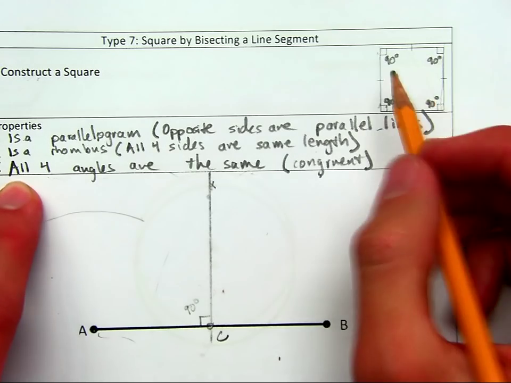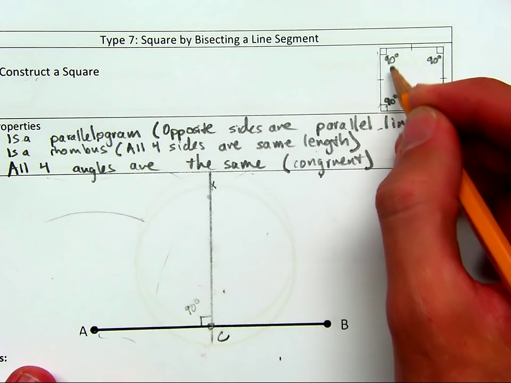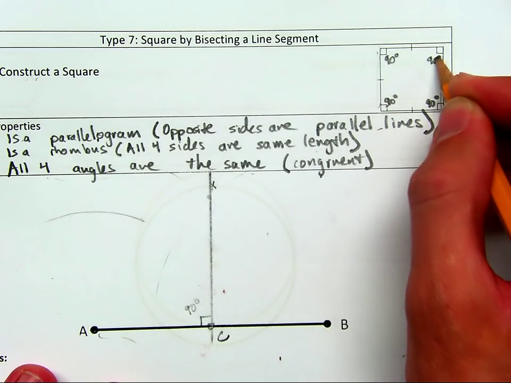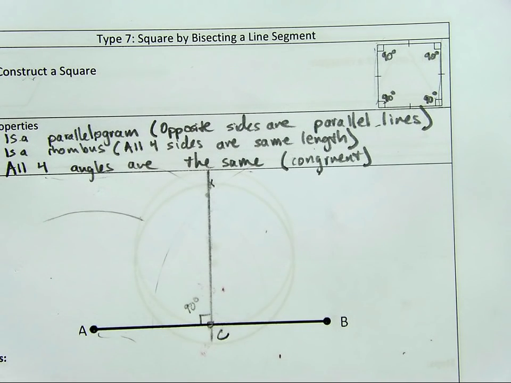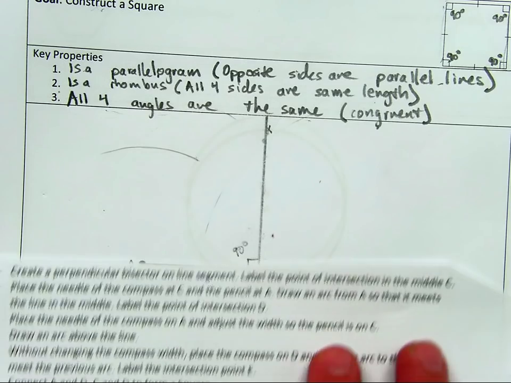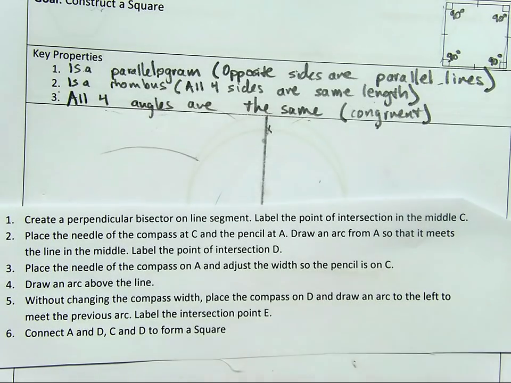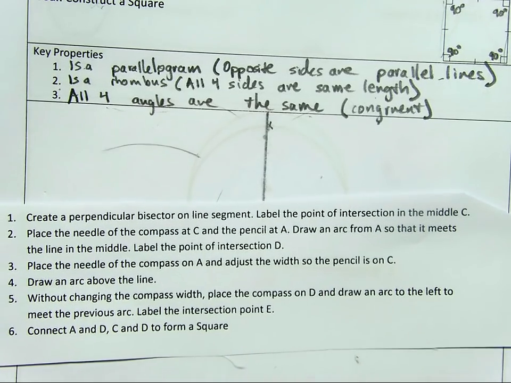So if you're looking at a square and you know your squares well, each one of these 4 angles on the inside is 90 degrees. That's what that little box means. So go ahead and pause the video, take notes, copy down the steps, and unpause when you are ready to go.